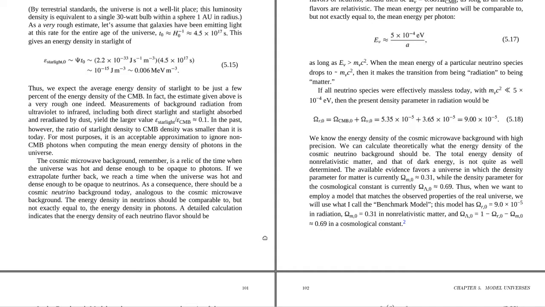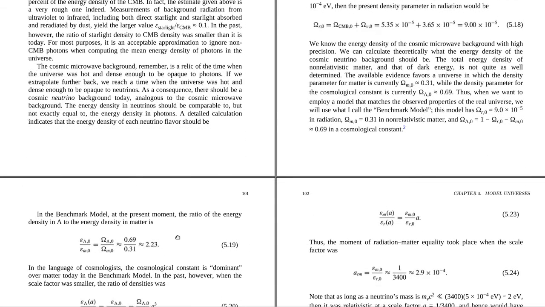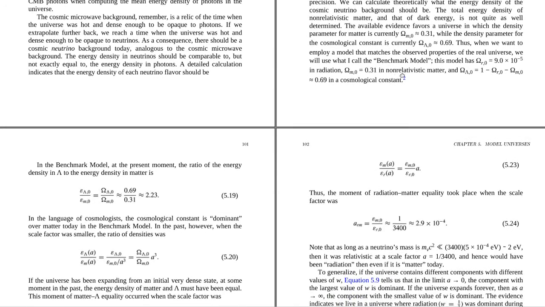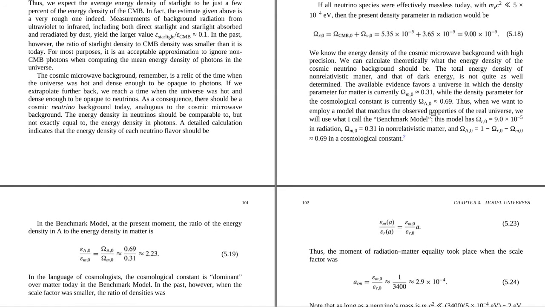Right, so this is going to be our benchmark model. In our benchmark model, we have three components, and these add up to 1, so the curvature is going to be 0. But in general, we can, of course, allow curvature as well. Okay, so these are the present values. All the numbers, all the estimates, come from present values.